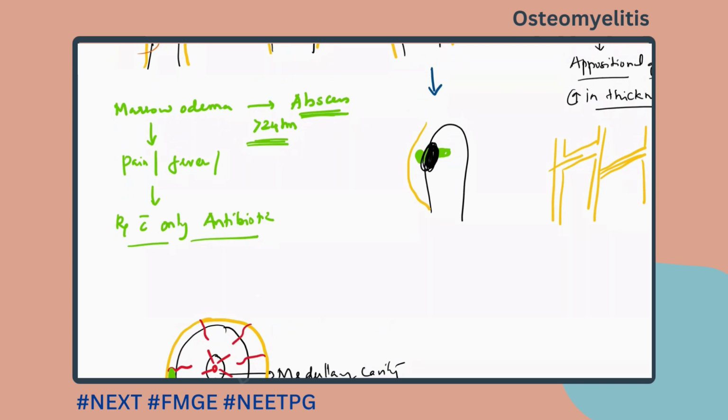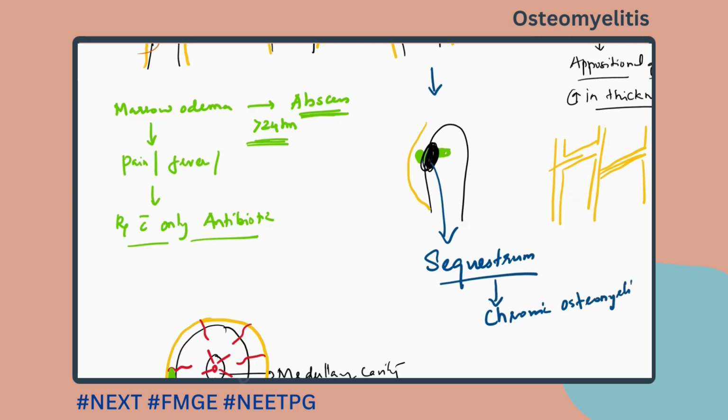This dead bone is called a sequestrum. Please remember this term, very, very important. Once sequestrum is formed, that stage is called chronic osteomyelitis. Sequestrum is the hallmark of chronic osteomyelitis.